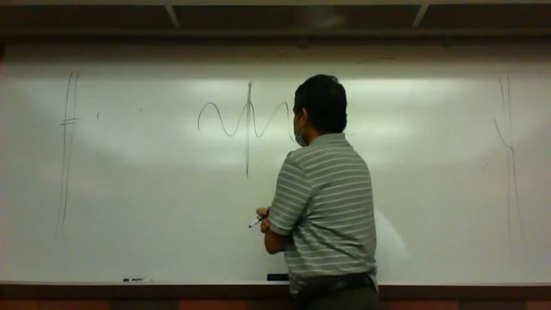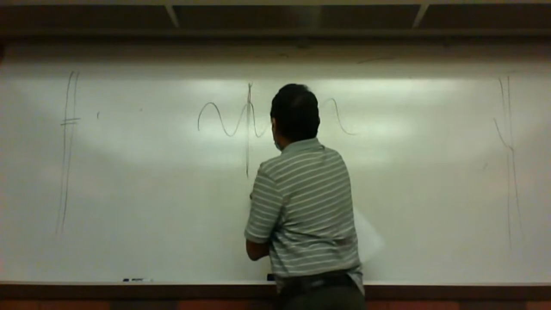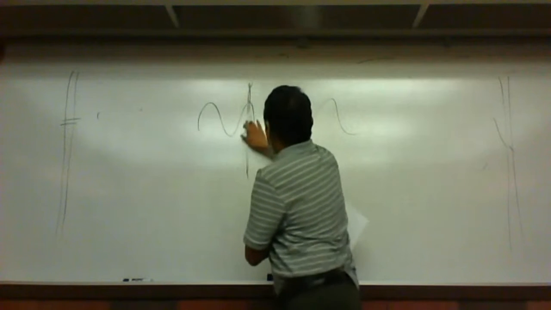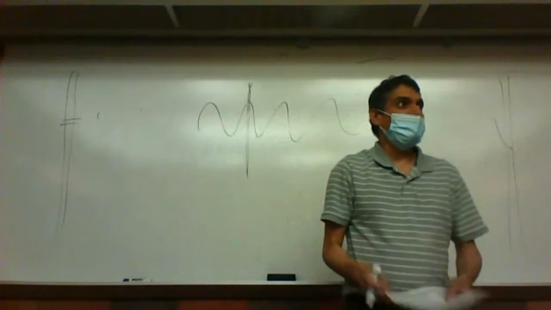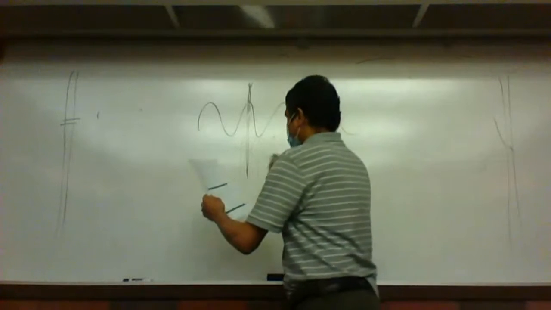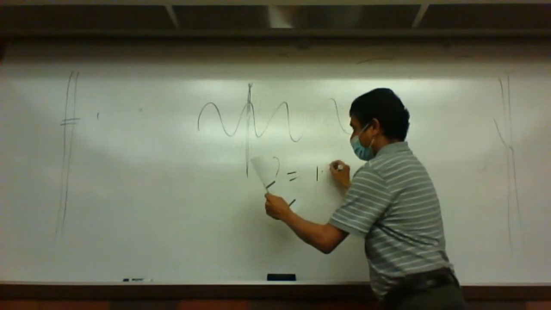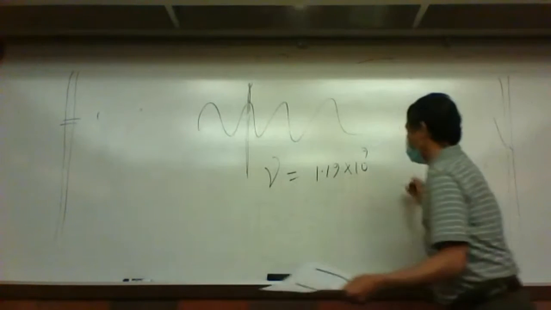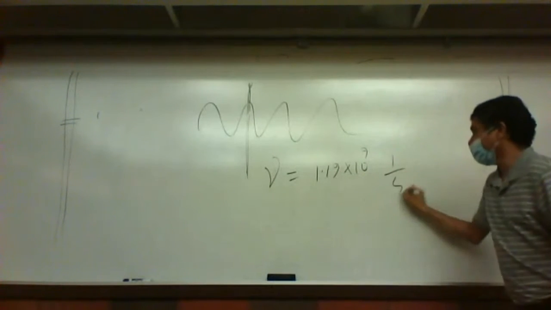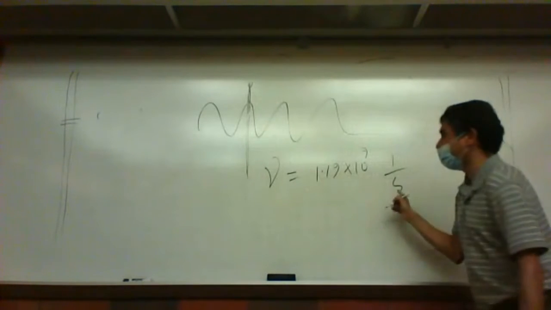So just look at 1 second. Stand here and keep looking along this line: one peak passes, another peak passes, another peak passes. How many peaks pass in 1 second? That's the frequency, right? So the frequency is nu, that is 1.19 times 10 to the power 9 hertz. Hertz means 1 by second. So that many peaks pass through this line in 1 second.